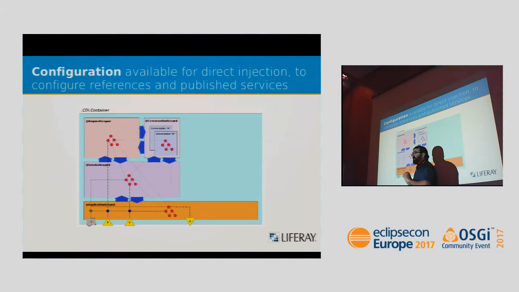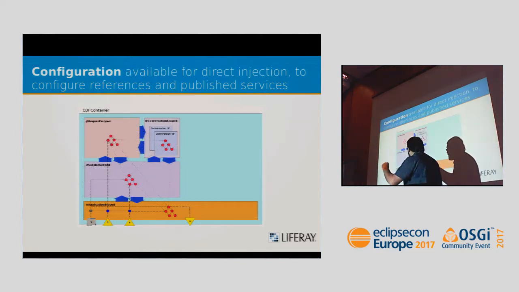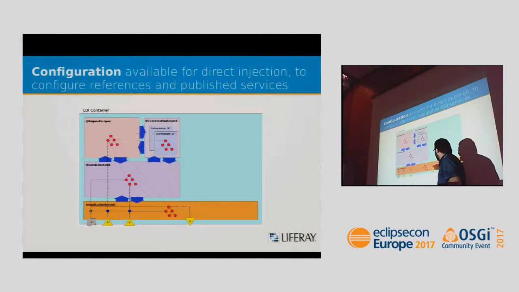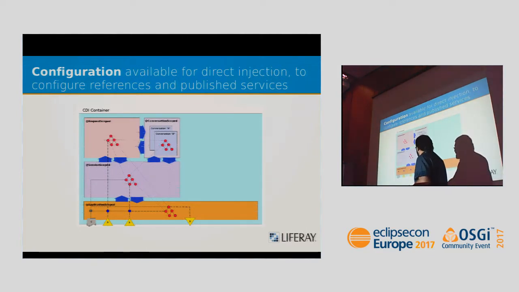So when you want to specify at configuration time a target filter that would modify the behavior of a particular reference injection point, we want to be able to make that happen, right? We want that to be possible. At the same time, we want the configuration to be visible to the bean that's providing a service so that it can provide service properties into the service registry. So that's the full circle.